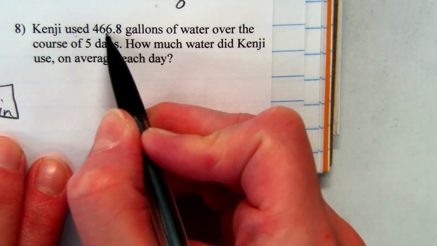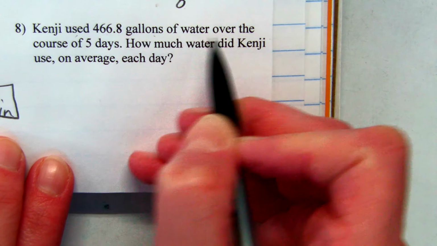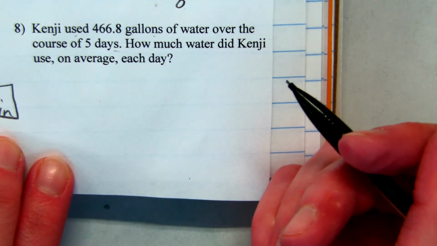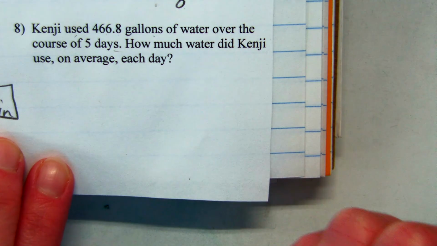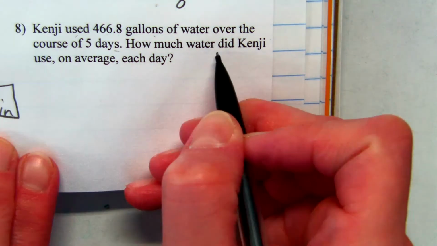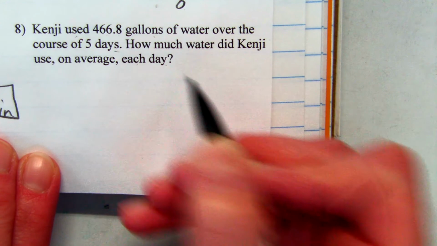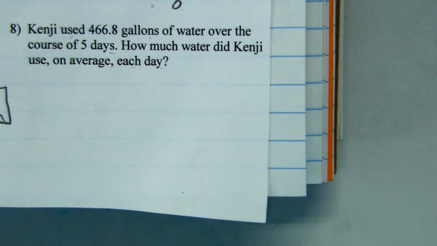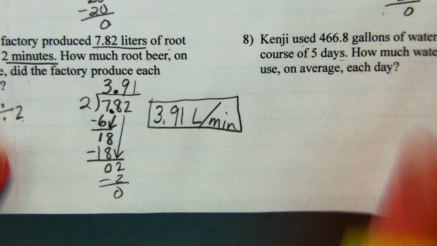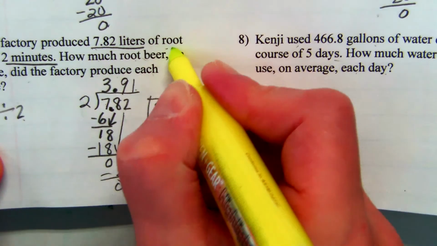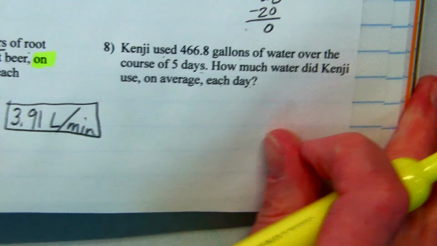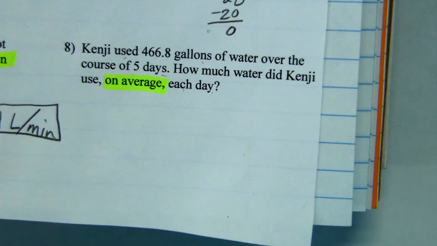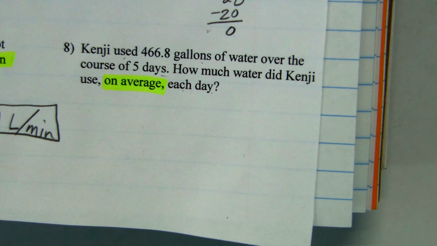He used 466.8 gallons of water over the course of 5 days. It sounds like a lot, but in your house, it's probably not as much as you think if you're doing laundry and running a dishwasher and taking showers. And so it says, how much water did Kinji use on average each day? So if you're trying to figure out on average, that's a key word. Let me highlight that. It was in both of these story problems. When you see the key word on average, that lets you know you're going to do some dividing, because average is a word that we use for mean a lot.